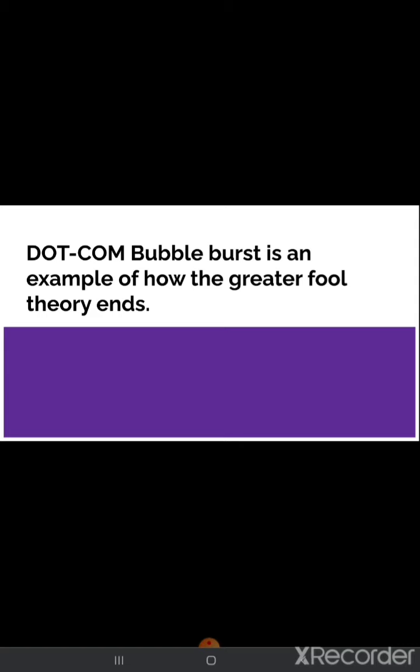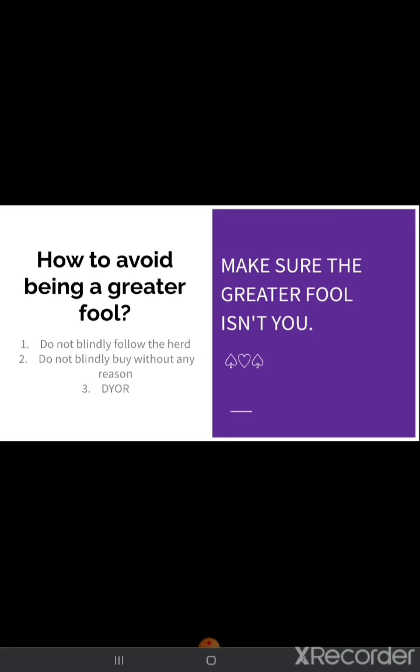The next thing is to look at how to avoid being a greater fool. It's very simple. Now that we've understood the concept, it's very important to avoid being the greater fool, rather than just knowing what the theory is about. Like I said, it's quite simple to avoid, and here is how you can do it. Firstly, do not blindly follow the herd. Before making your investment in any asset, before buying any crypto coin, do your own study and research.